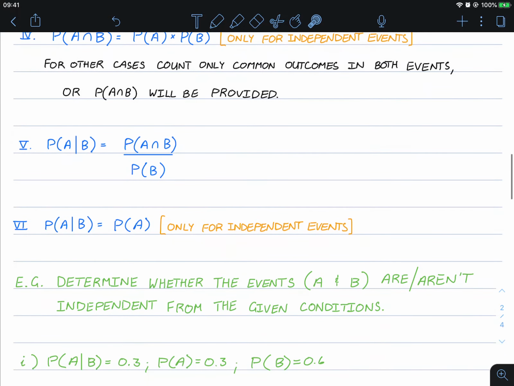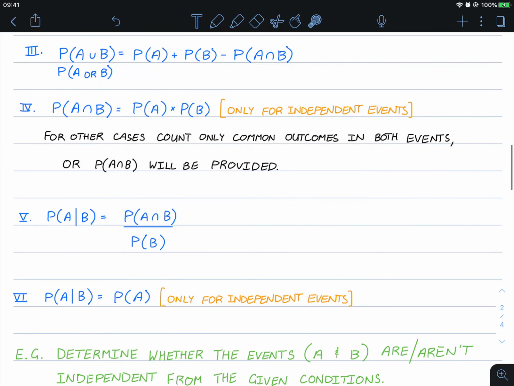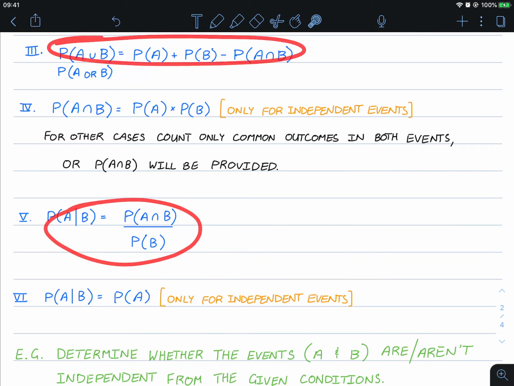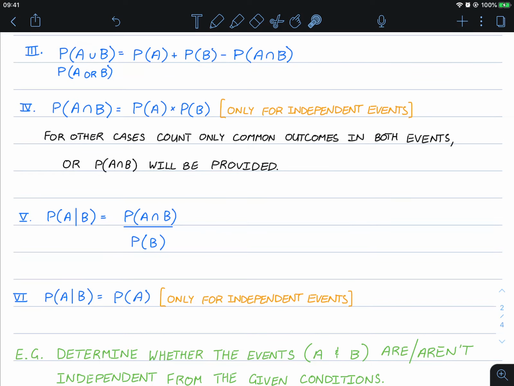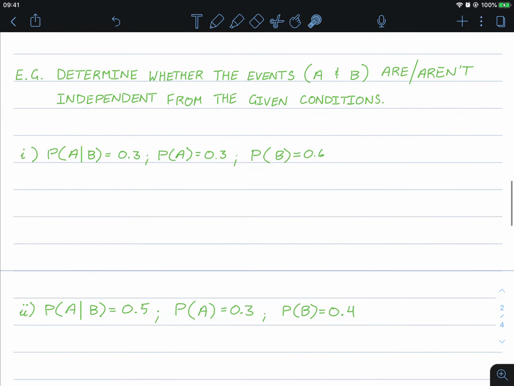And the two that we've just learned are these ones here. Probability of A intersect B divided by the probability of B. That's the conditional probability. And the conditional probability for independent events is the probability of A given B is just the probability of A. Now let's use these different principles, mainly this one here, along with this one, to determine whether or not these events are independent or dependent.